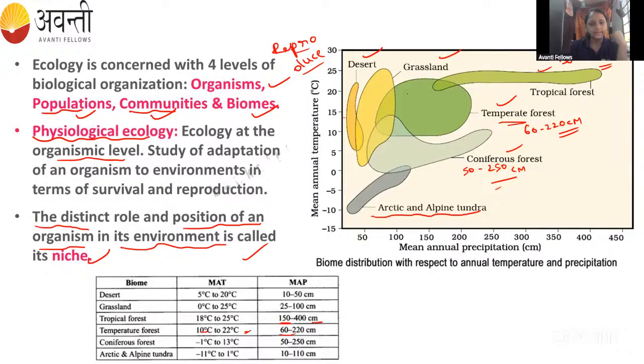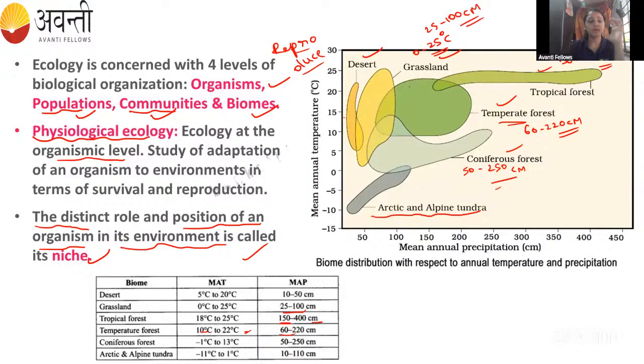Okay. And then coming to the next, that is a grassland. Here you can see grassland has 0 to 25 degrees Celsius, and only some species will grow in the grassland, not all the species, because it has only 25 to 100 centimeter rainfall.